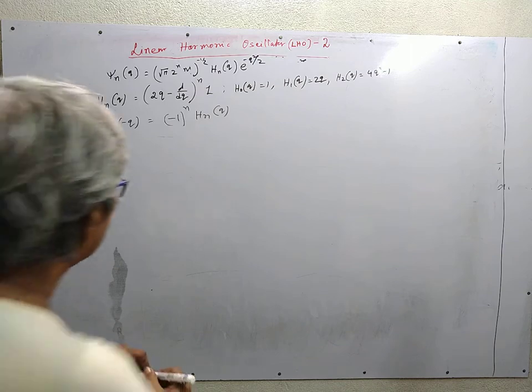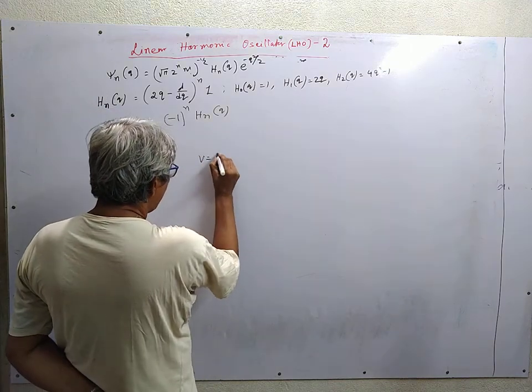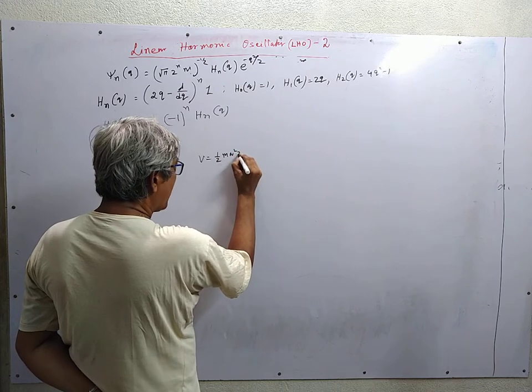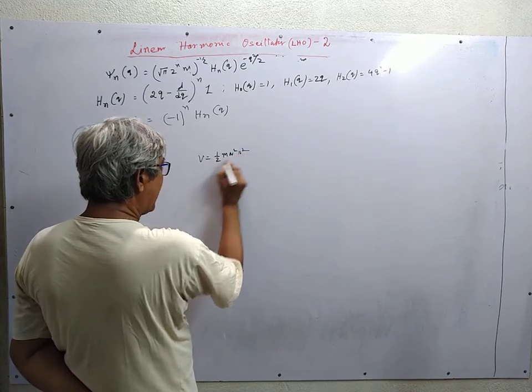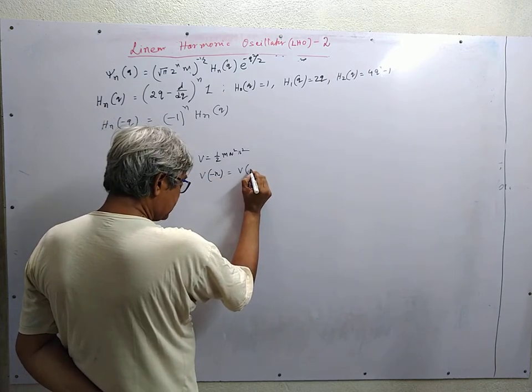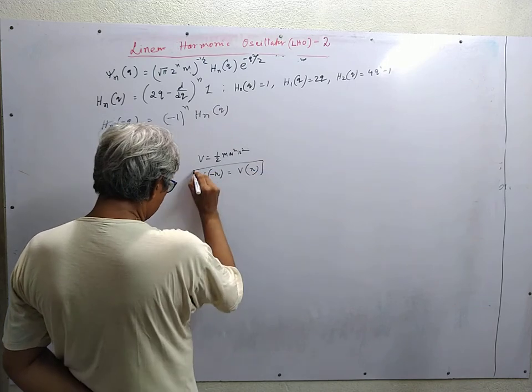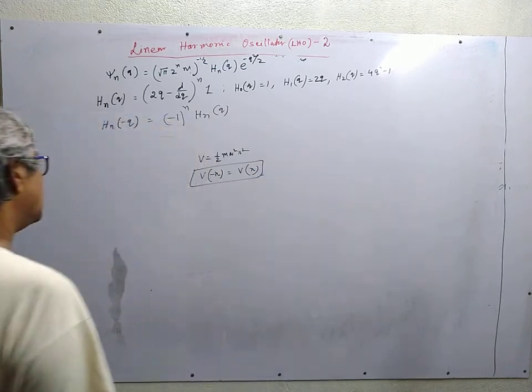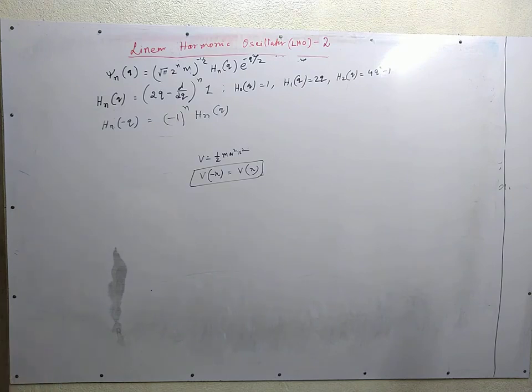We look at the potential for this case, which is half m omega square x square, and the potential remains the same by changing x to minus x. So the solution of the Schrödinger equation should decouple into two classes, even parity and odd parity states. So the energy levels alternately come from even and odd states, and the ground state is an even parity state.